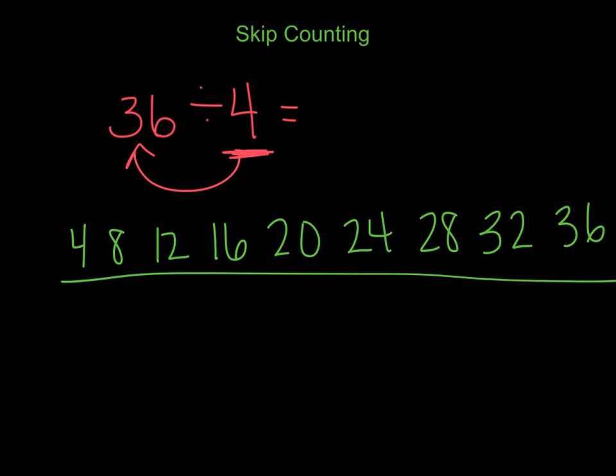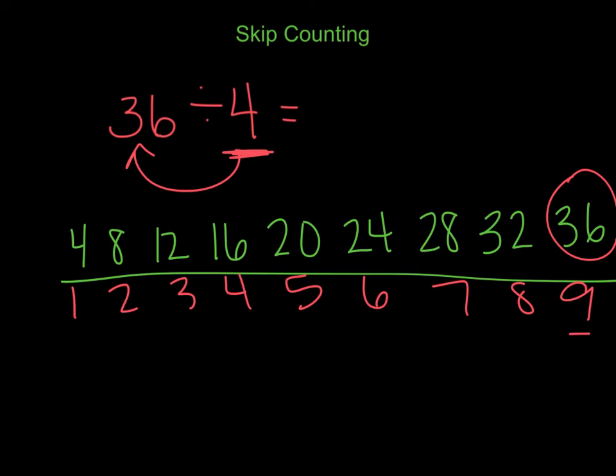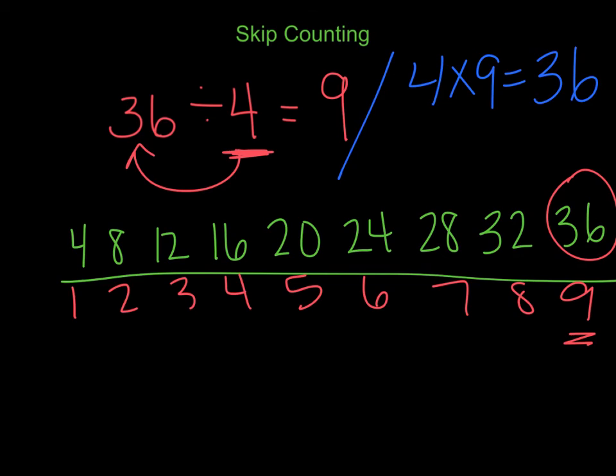And then I would go back and I would count, or you would have the number of fingers up. So this would be 1, 2, 3, 4, 5, 6, 7, 8, 9. So when you counted by 4s and you got to 36, you had 9 fingers up. So that would be our answer. And I can check because I know that 4 times 9 equals 36.